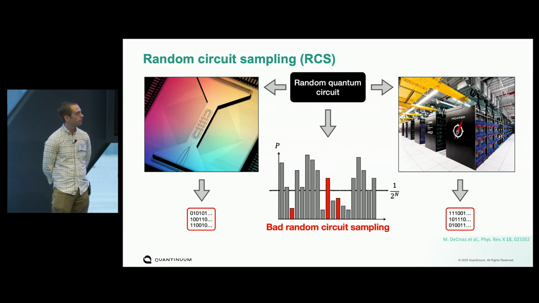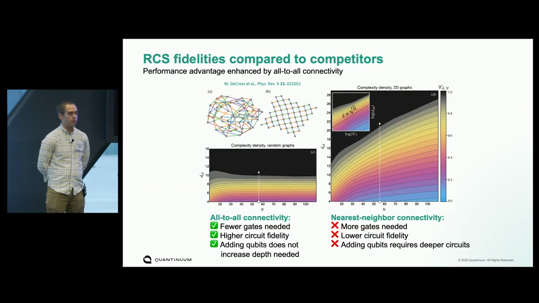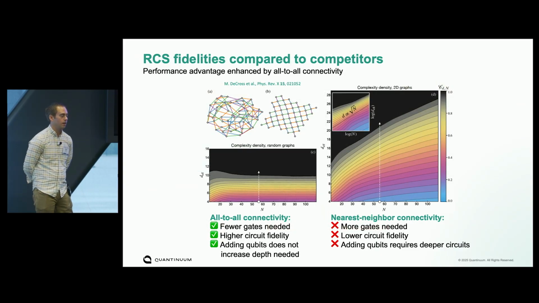On our devices, we have some advantages. Mainly, the all-to-all connectivity lets us run less deep circuits and still get just as much complexity as a deeper circuit would have if you only had 2D connectivity. These plots show essentially the maximum complexity in different colors up to black, versus the number of qubits on the x-axis and the depth you'd have to run on the y-axis.